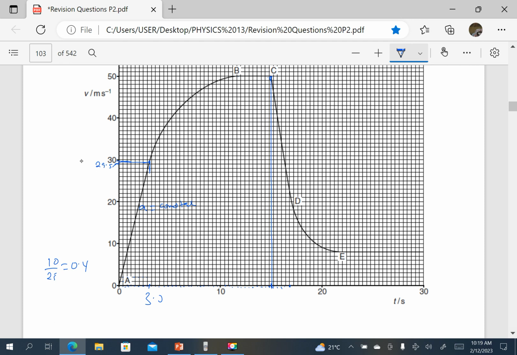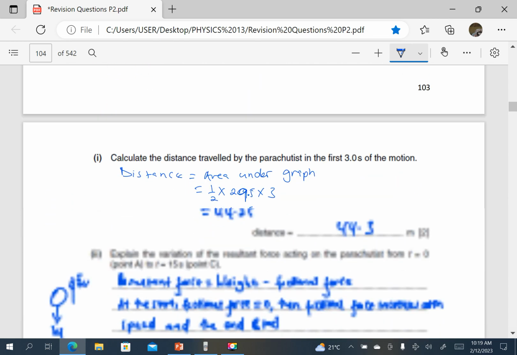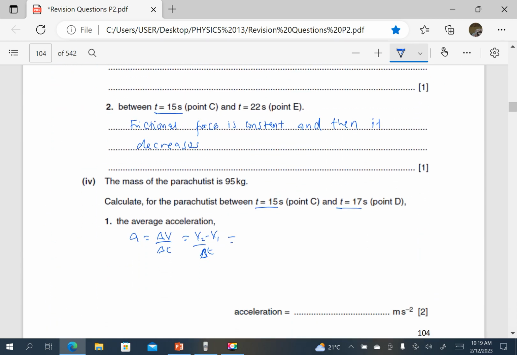Seventeen must be somewhere here. So 17 is at 20 and 15 is at 50. So from the graph, 17 is at 20 meters per second and 15 is 50 meters per second. So we just subtract. The acceleration will be: final is 20, initial is 50.